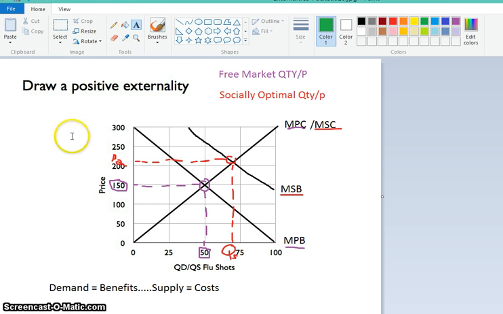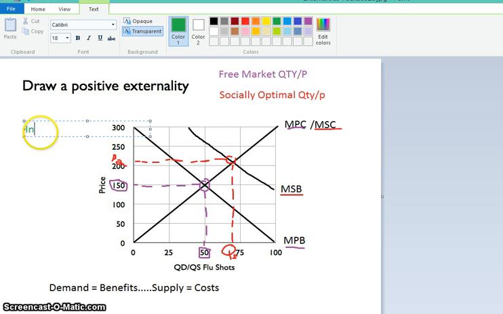Let me get green here. Inefficiency equals, anybody? Think of the things that gave us inefficiency. Taxes, price controls, right? And apparently, right now, a positive externality.